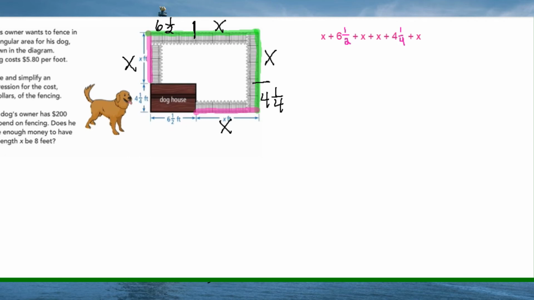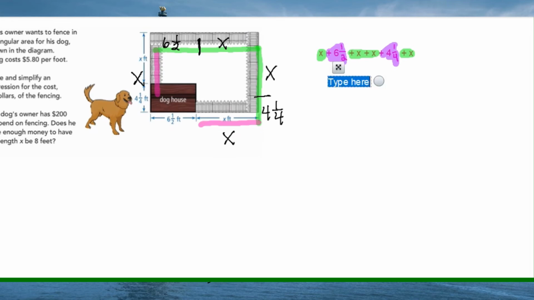Now I have to combine my like terms. So first I need to identify my like terms. My like terms are x. We have another x here, another x here, and another x here. And my other like terms are a positive 6 1/2 and a positive 4 1/4. So now I'm going to combine all of my like terms. If I combine all of the x's, I have 1, 2, 3, 4 positive x's, which will give me 4x. Now I have to combine 6 1/2 and 4 1/4.